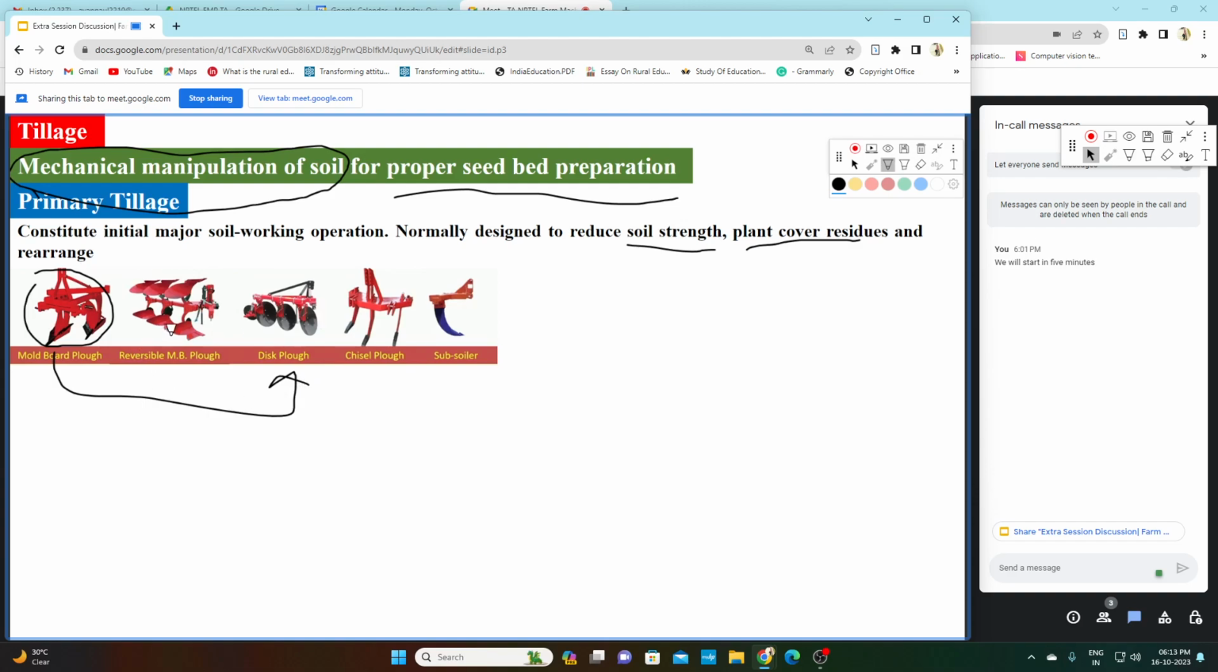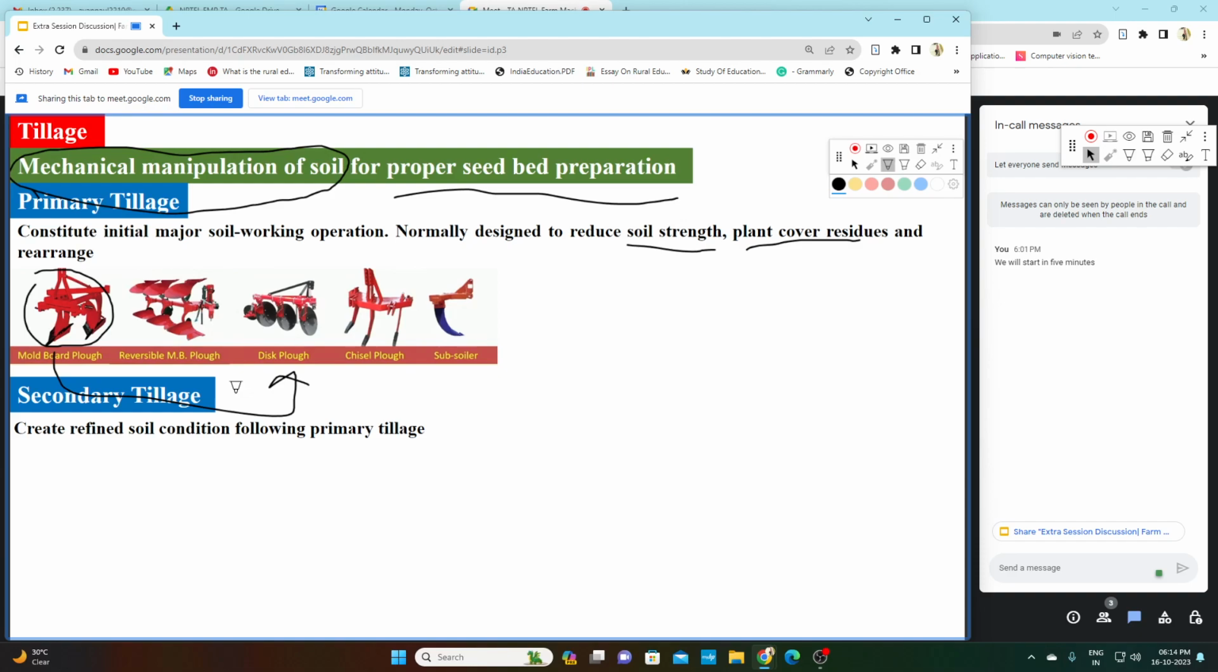The reversible mold board plow is the same as the mold board plow, only this mold board can be reversed, so that you can do plowing in both directions. That is not important, but the important thing is this plow. The mold board plow has a certain limitation: it cannot operate in trashy condition, and it cannot operate in stony condition. So we are moving from mold board to disc plow. These are the two major primary tillage implements.